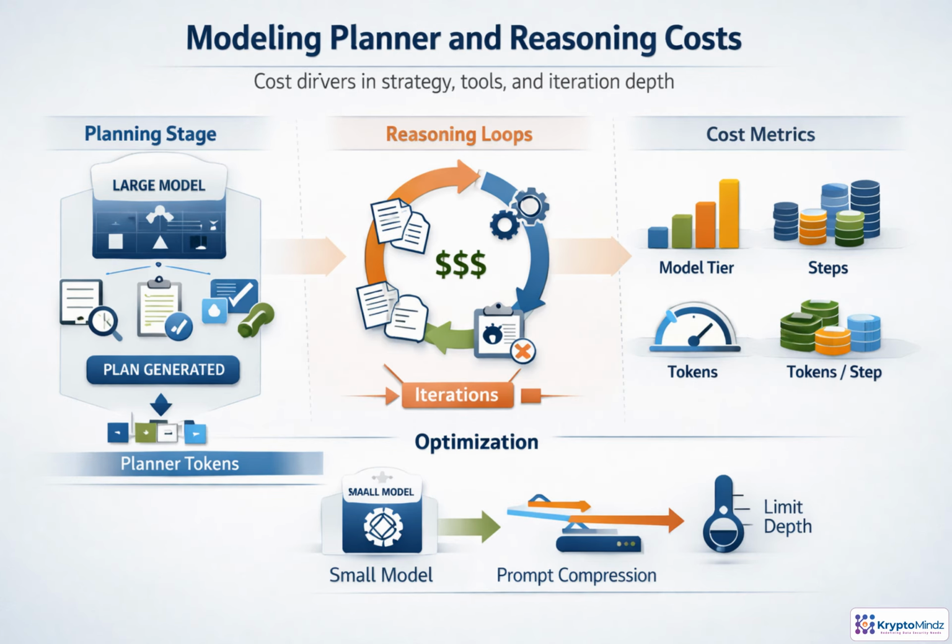Planner and reasoning costs are often underestimated because they occur before the visible work. A planner may use a larger model and a wider context window to interpret the request, constraints, and available tools. Each reasoning loop can then add another round of analysis, outputs, and revised inputs. Cost does not grow only with final answer length. It grows with model tier, planner tokens, number of steps, and tokens per step. Optimization means asking whether planning can route to a smaller model, prompts can be compressed, or iteration depth can be capped without reducing quality.